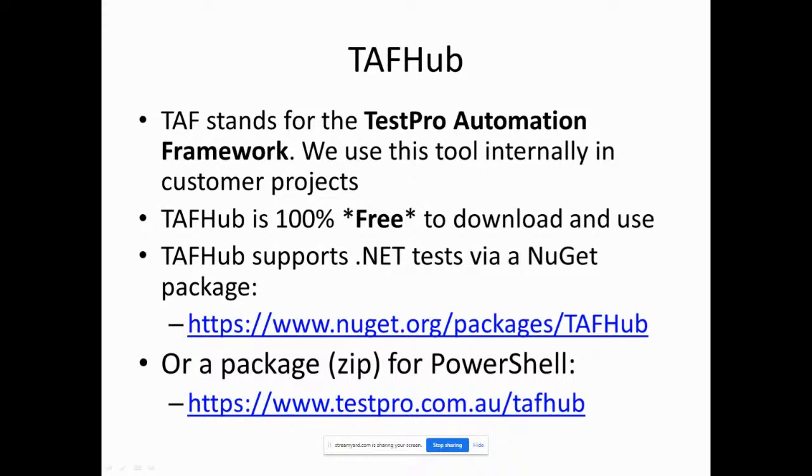It comes in 2 ways. If you're writing, for example, tests for DevOps, so you're writing C# tests in Visual Basic, then TAFHub, you can just get it as a NuGet package. But we write a lot of tests in PowerShell, and to do that, NuGet's not really the best way to package. So we package it up as a zip file with all the necessary components that you can basically install into PowerShell. It works the same, but the syntax is a little different.